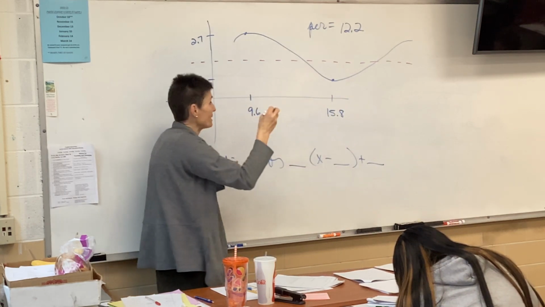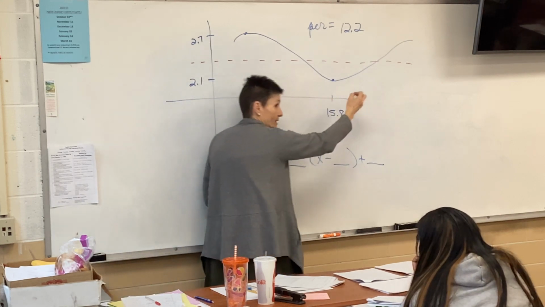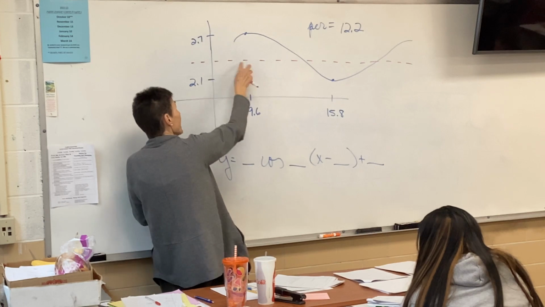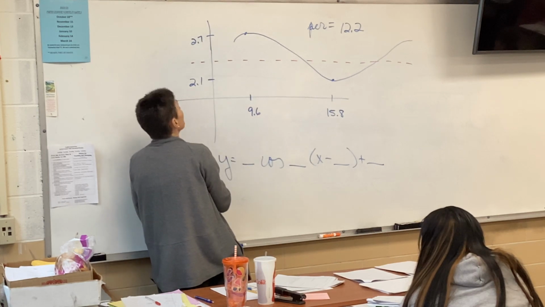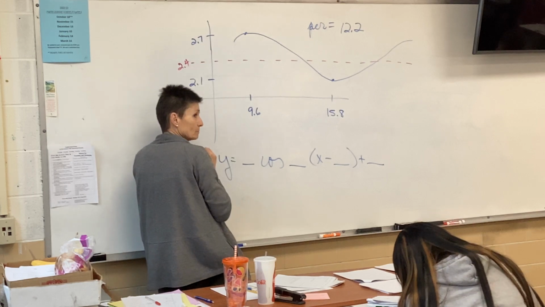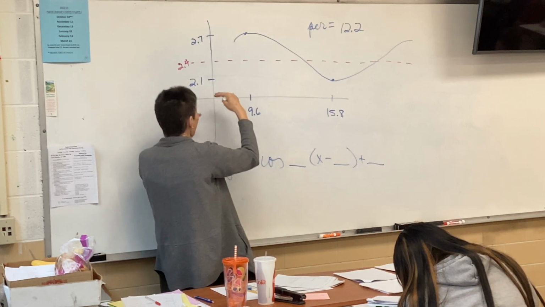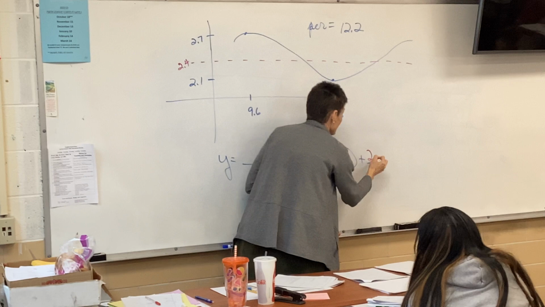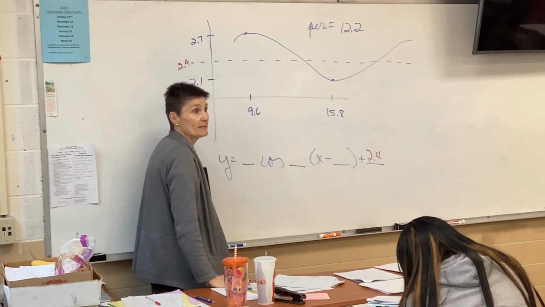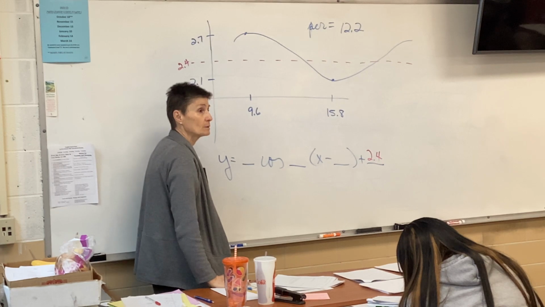It's supposed to be oscillating across the x-axis, but it's not. It's oscillating up here. Any idea where that pink line is? 2.4. Oh, how did we get 2.4? It's in the middle. It's right in the middle. And that, kids, is your vertical shift. You've lifted it up 2.4.